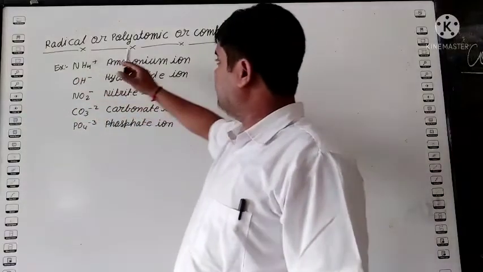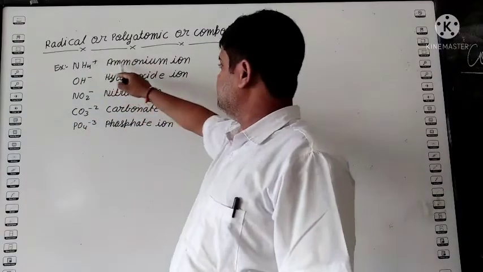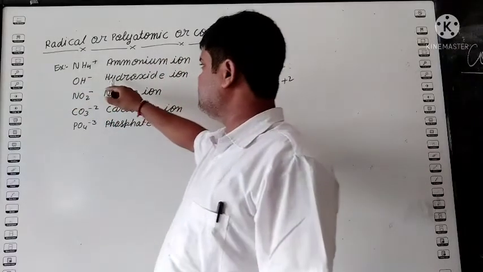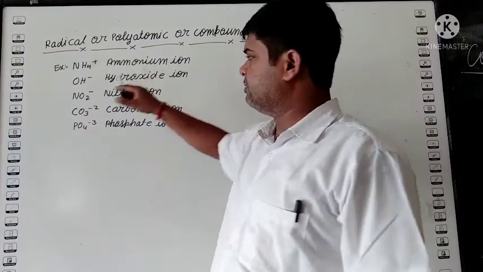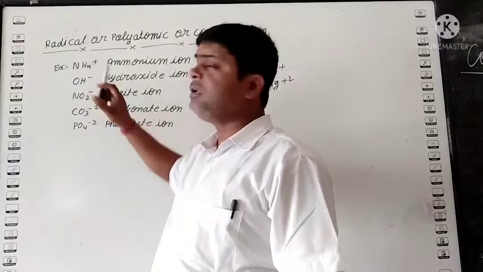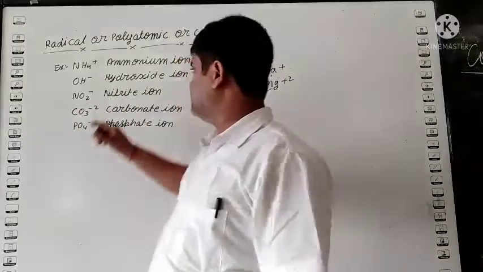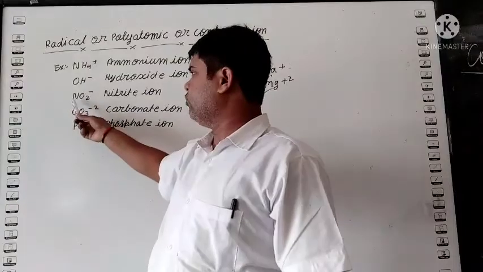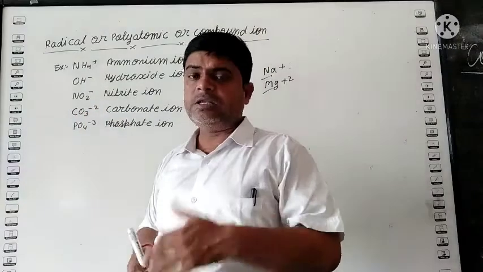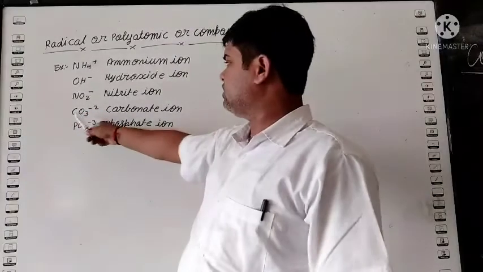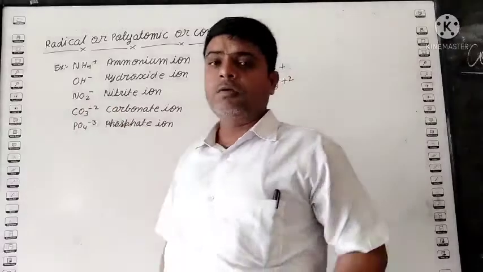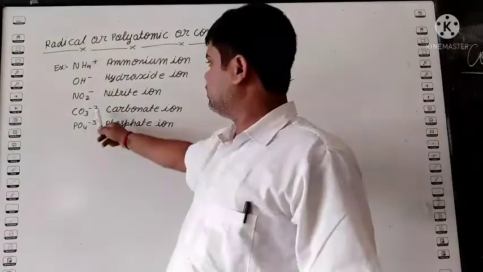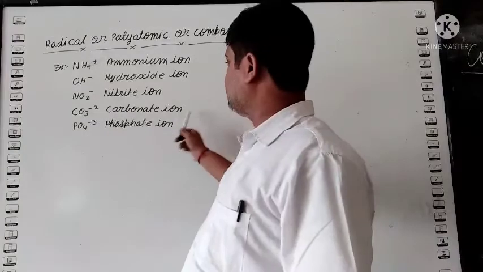For example, NH4 plus is the ammonium ion. Similarly, OH contains a negative charge and is the hydroxide ion. Similarly, NO2 contains a -1 charge and is known as the nitrite ion. NO2 contains 1 nitrogen and 2 oxygen. Similarly, students, CO3 -2, 1 carbon and 3 oxygen. It contains a -2 charge, so it is the carbonate ion.